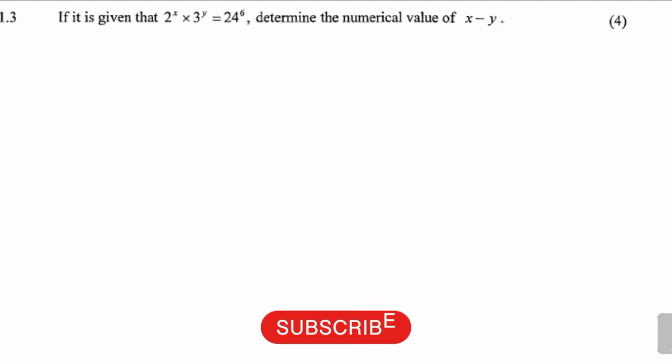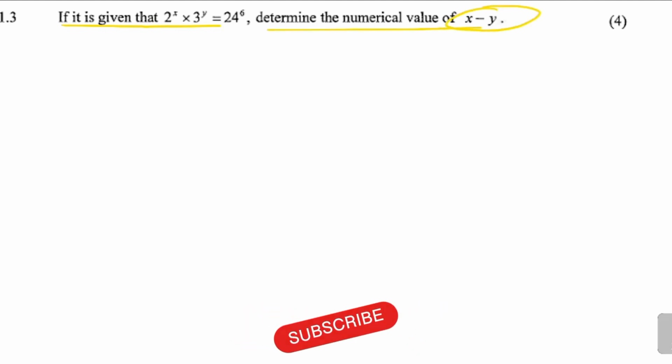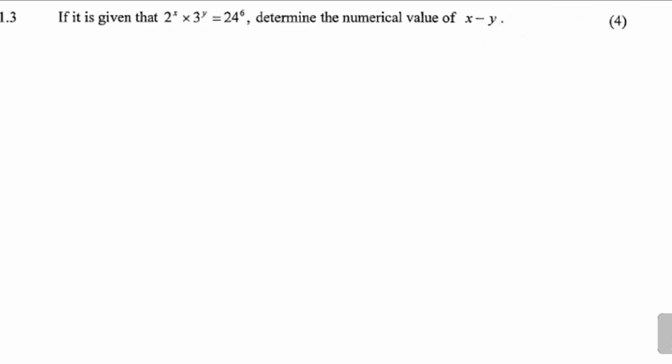In this video, we are going to be solving a grade 12 algebra question that was worth 4 marks, most likely to be those last algebra questions. Okay, so what we were given here was 2 to the power of x times 3 to the power of y is equal to 24 to the power of 6, and we had to determine the value of x minus y, right?